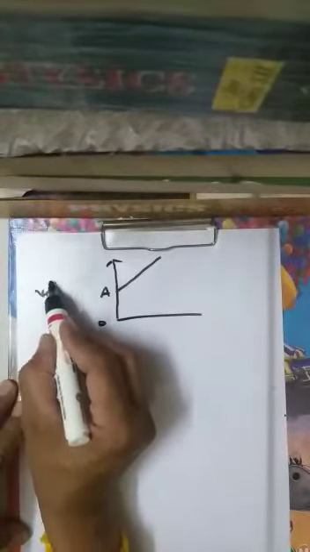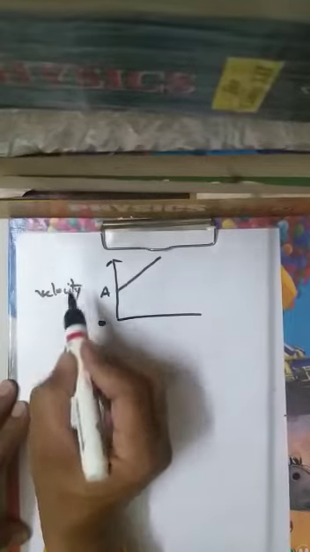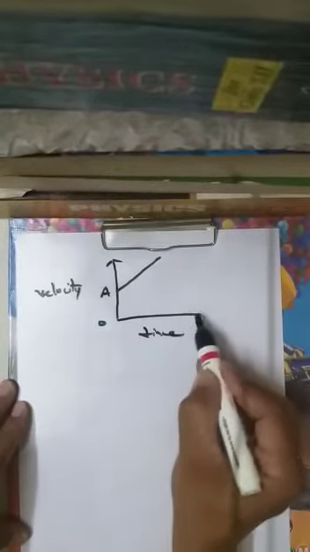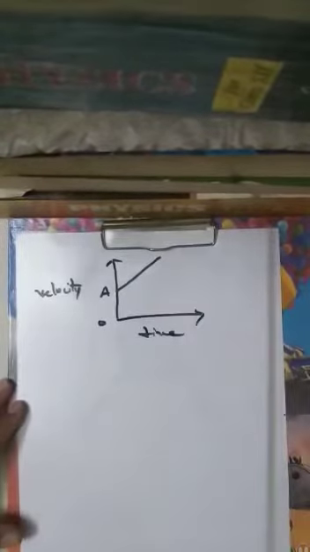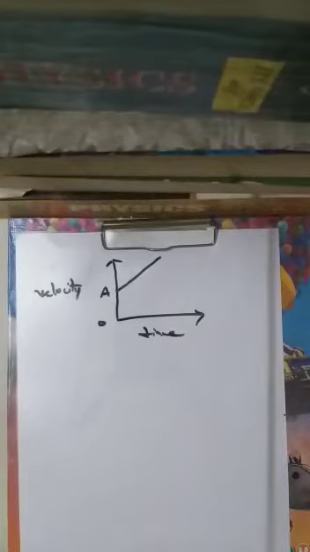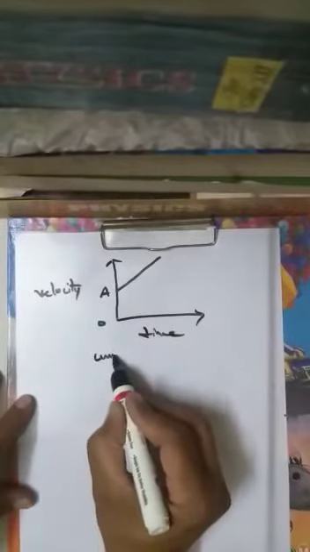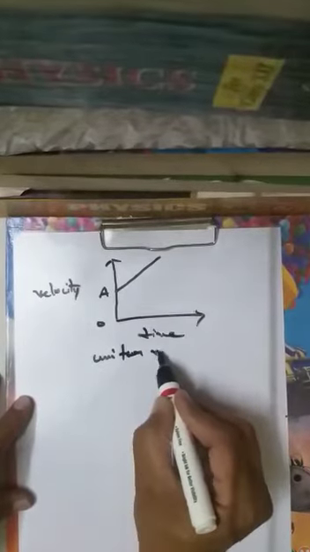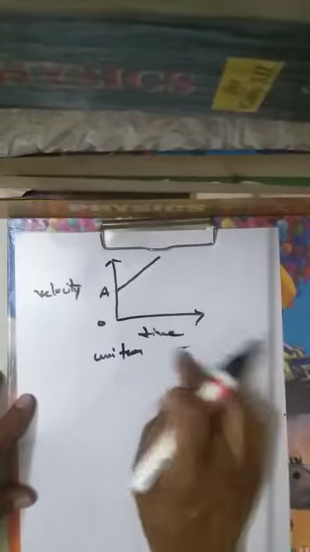The next graph starts from a point A instead of O. This is a velocity time graph. This represents that the body has some initial velocity. Its initial velocity is not 0. Uniform motion, uniform acceleration.